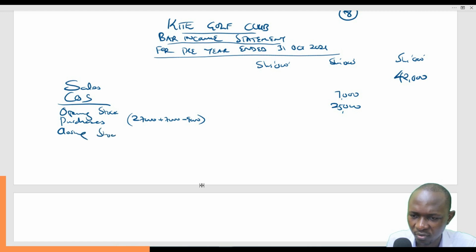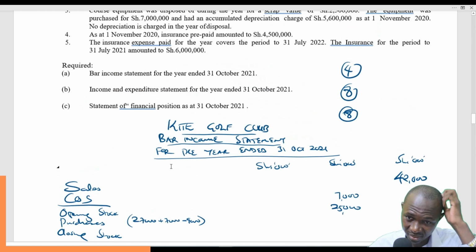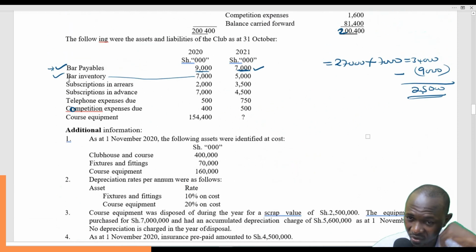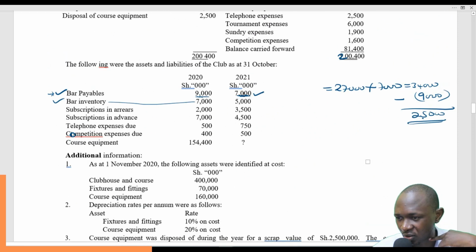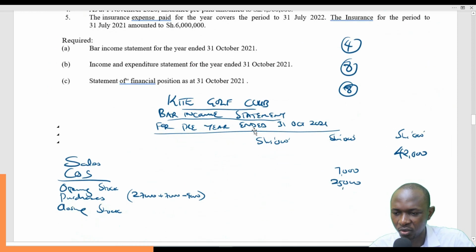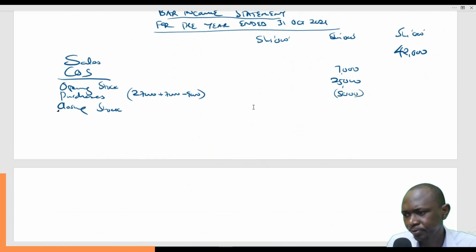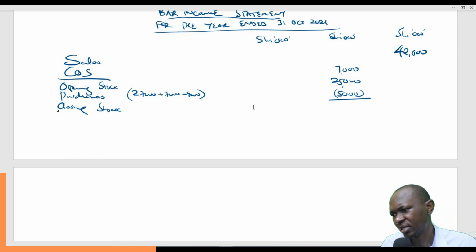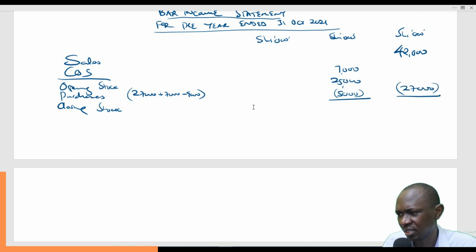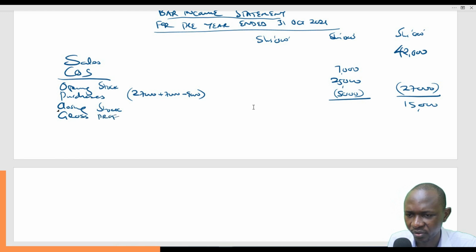Then you have closing stock. Of course, closing stock will not have the workings. I saw it somewhere here, where we got the opening stock, that's where the closing stock is. So by inventory, you can see closing stock. By inventory at the end of 2021, 5,000. So you simply come here and we have 5,000 like that. So this will give you 7 plus 25 minus 5, that gives you 27,000. So this is 27,000, the cost of sales. We less it from the sales, we get 15,000. The 15,000 becomes our gross profit for the bar.